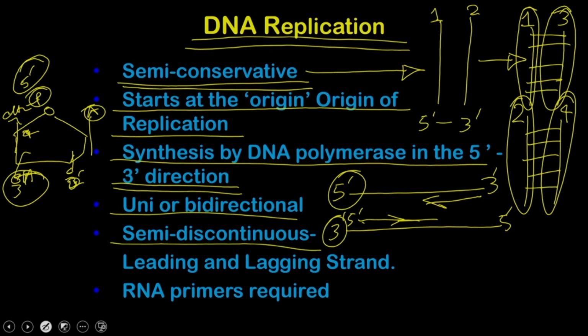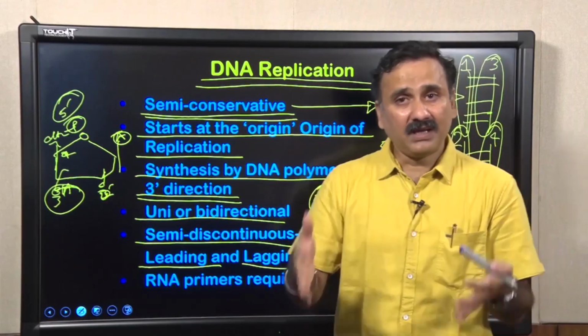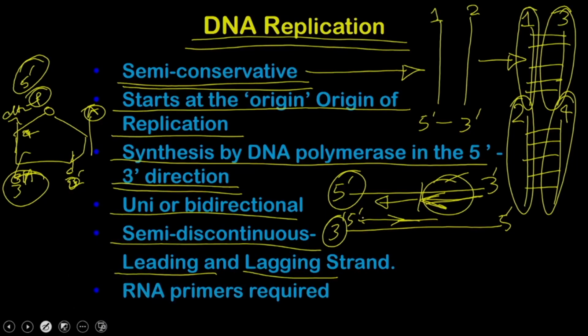It is semi-discontinuous, for example. Semi-discontinuous means it is going to continue for some time, then stop, and then continue again, and that is why it creates 2 different types of strands. One is called the leading strand, the other is called the lagging strand. The strand which synthesizes the DNA in multiple steps is called the lagging strand, whereas the strand which starts from one end and continues like that is called the leading strand.